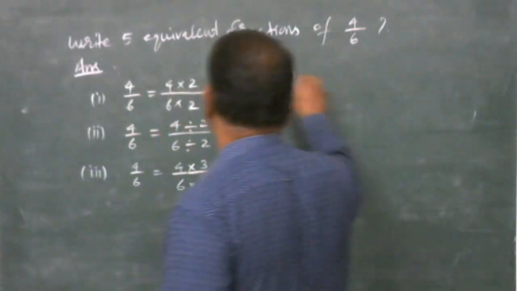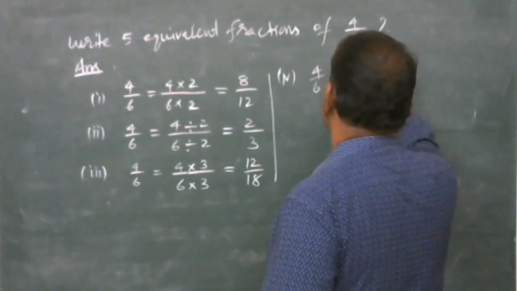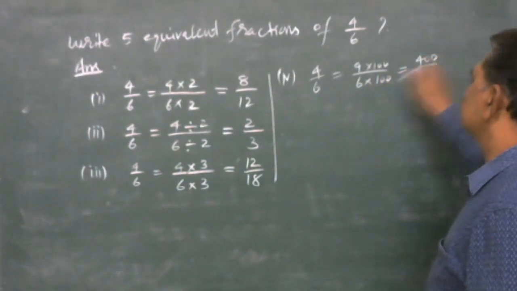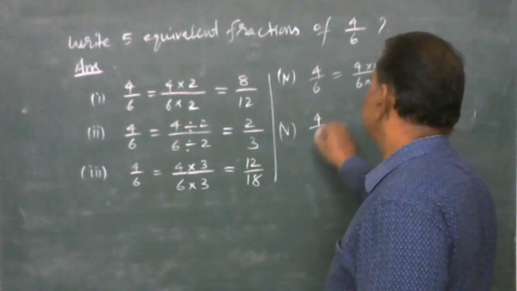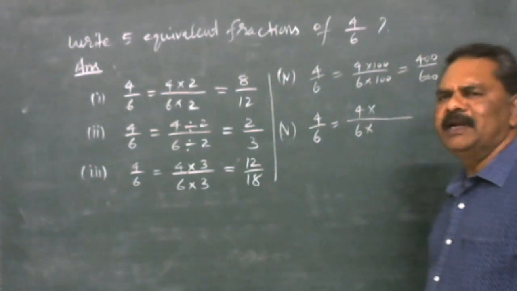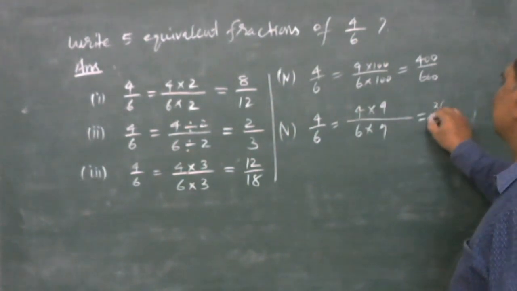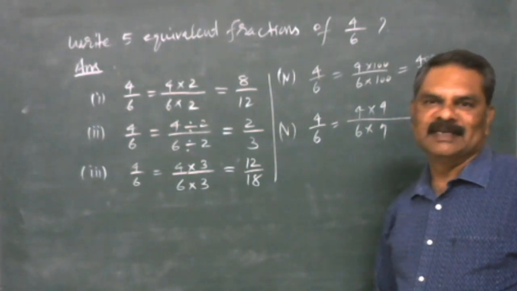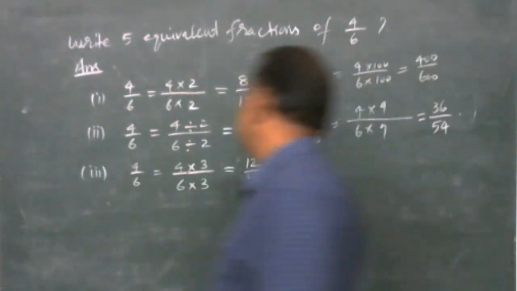Suppose fourth number, 4 by 6, you can multiply it by any number. I can multiply it by 100 also. 4 into 100 becomes 400, 6 into 100 becomes 600. Fifth one, 4 by 6, you can multiply it by any number. The 9 table I write, multiplying by 9. 9 4s are 36, 9 6s are 54. Just testing your multiplication table, whether you know it correctly or not. So these are the equivalent fractions.